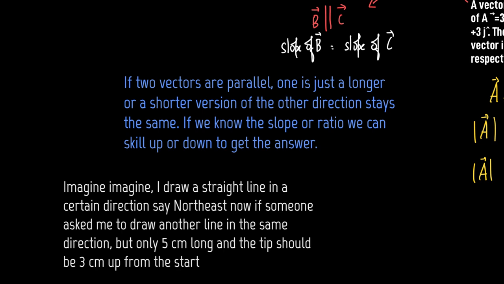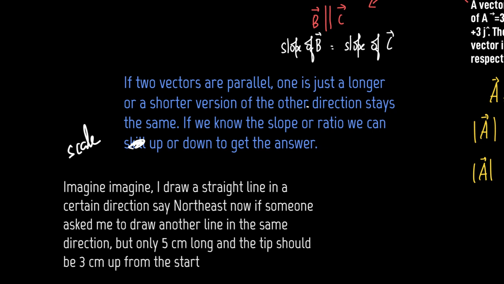If two vectors are parallel, one is just a longer or a shorter version of the other. Direction stays the same. If we know the slope or ratio, we can scale up or scale down to find the unknown vector. Now, what would this mean in even simpler terms?